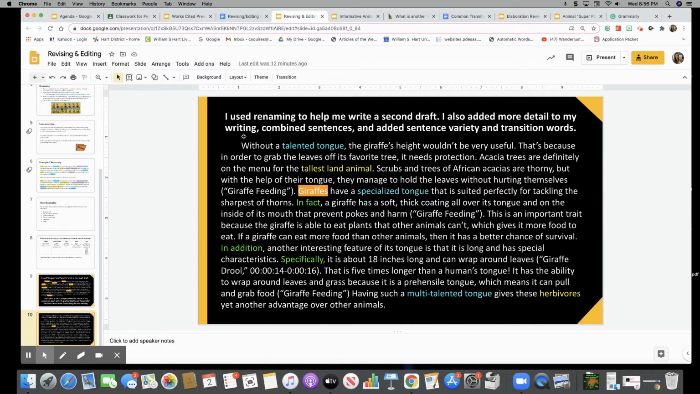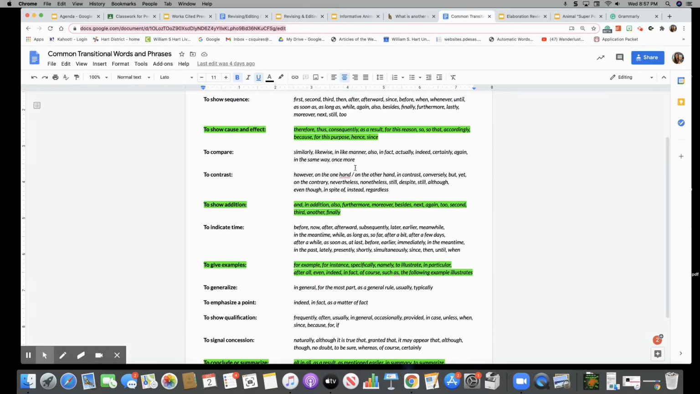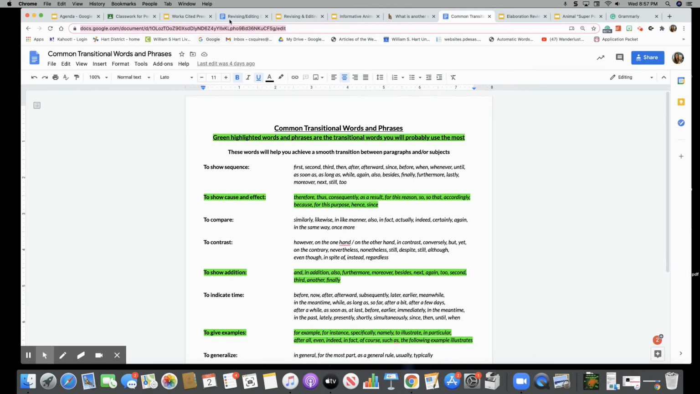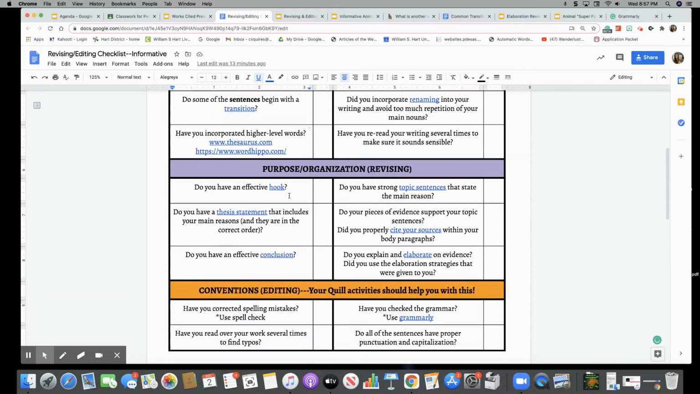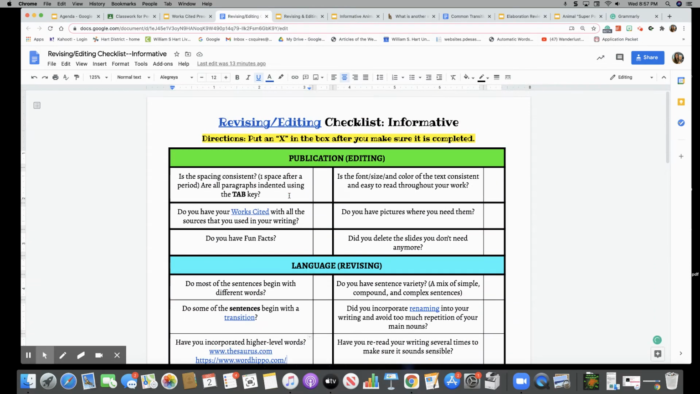And I want you to also do that with your body paragraphs. Don't start your sentences with the same word. Add those transitions. Remember, I have this list here to help you. All of those transitions. So anyways, that is kind of where you would start with things. And then this editing checklist is to really focus you in and make sure that you are doing everything here to make sure that your project is ready to be graded.